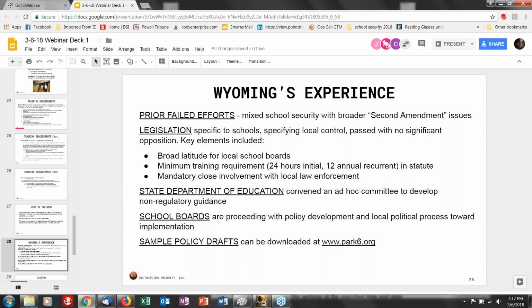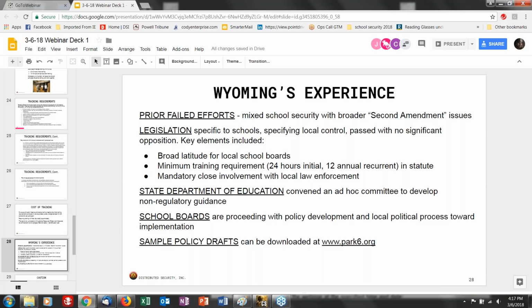But every one of those had a constituency and had pushback, and those bills never passed until a year ago when the legislature considered a bill which addressed schools only. That legislation passed with no significant opposition, and its key elements were allowing broad latitude for local school boards, what we call local control. It did establish a minimum training requirement, kind of at the low end of the scale that DSI recommends in the statute, and it mandated very close involvement with local law enforcement.